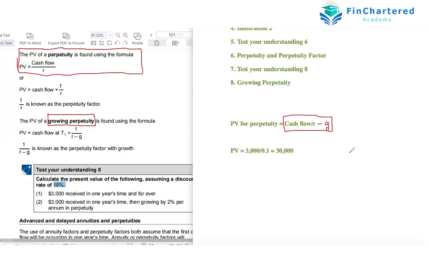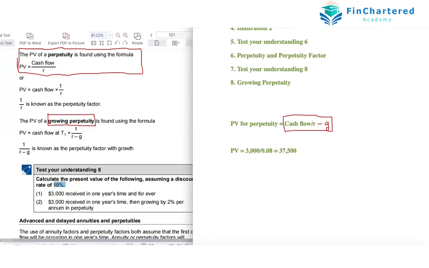So what is it going to be? The present value is going to be 3,000 divided by R, where R is 10% minus 2%. So 10% minus 2% is 8%. And 8% on your calculator, 8 divided by 100, is 0.08. So 3,000 divided by 0.08. Sorry, not 30,000, guys, it's 3,000. No wonder I'm getting the wrong answer. 3,000 divided by 0.08 is 37,500.